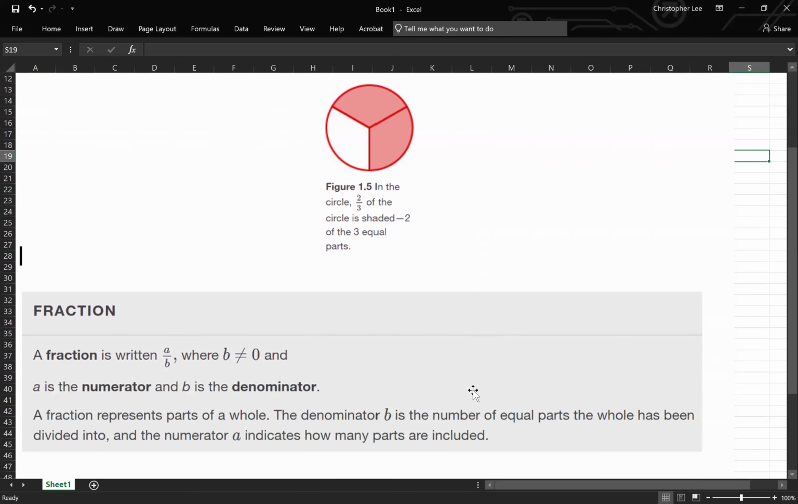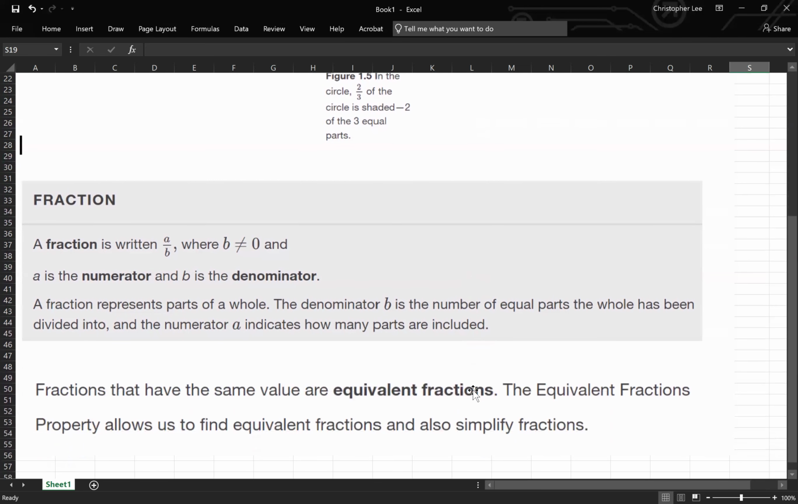So, fraction definition. A fraction is written as A over B, where B cannot equal zero. It is illegal to divide by zero. A is the numerator, B is the denominator. A fraction represents parts of a whole. The denominator, the bottom number B, is the number of equal parts the whole has been divided into, and the numerator A indicates how many parts are included. Fractions that have the same value are equivalent fractions. The equivalent fractions property allows us to find equivalent fractions and also simplify fractions.